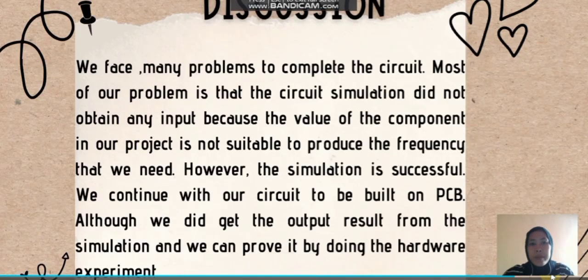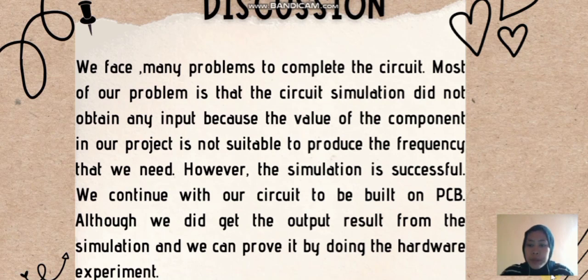Hi, Assalamualaikum. My name is Raja Ummu binti Raja Muhammad Azman. My matrix number is CE 210180. So now I'm going to present the discussion and conclusion for this project.